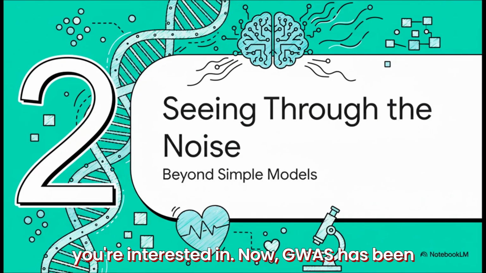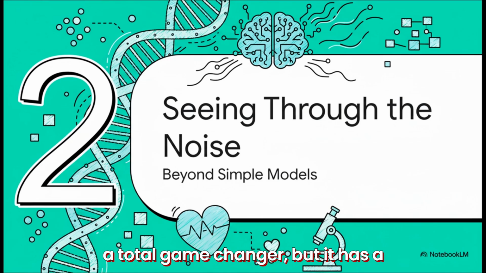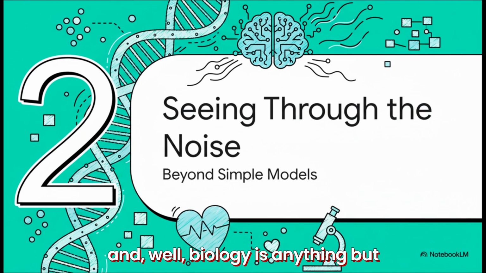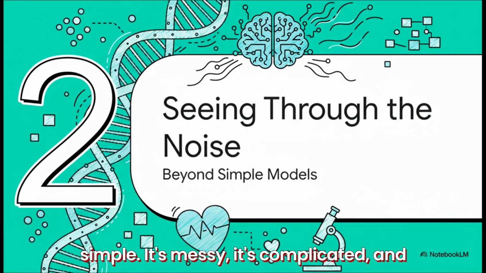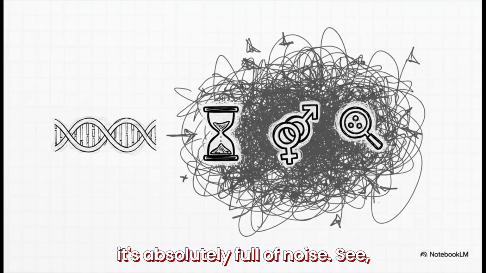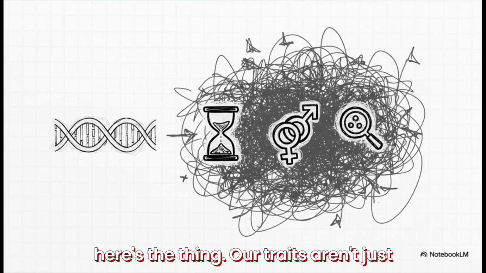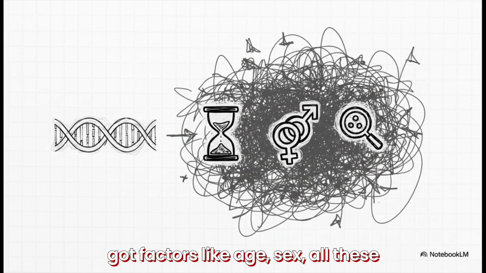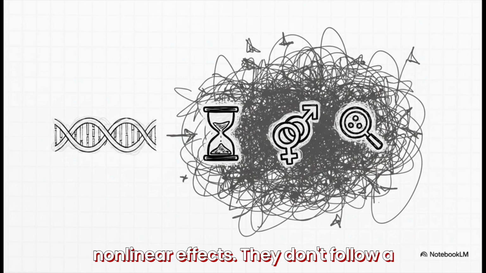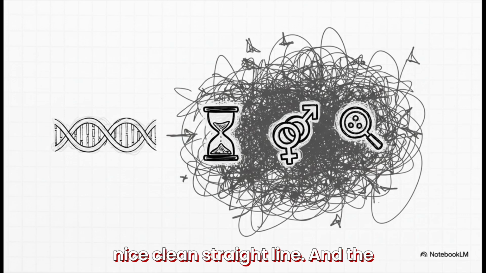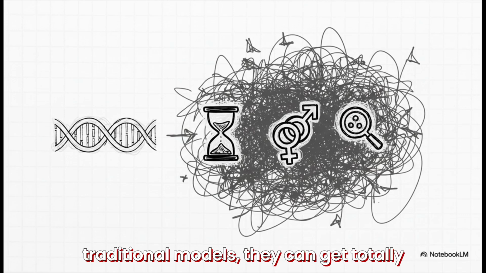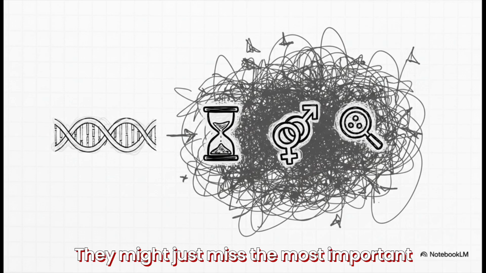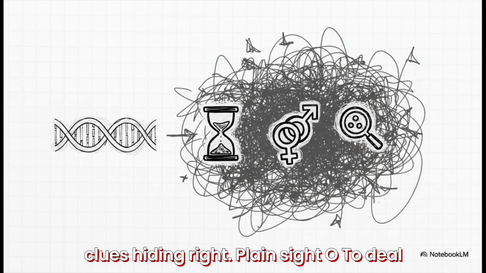Now, GWAS has been a total game changer, but it has a weakness. It tends to like things simple. And, well, biology is anything but simple. It's messy, it's complicated, and it's absolutely full of noise. See, here's the thing. Our traits aren't just about genes working in a vacuum. You've got factors like age, sex, all these things that have these weird, complex, non-linear effects. They don't follow a nice, clean, straight line. And the traditional models, they can get totally tripped up by all this biological noise. They might just miss the most important clues hiding right in plain sight.